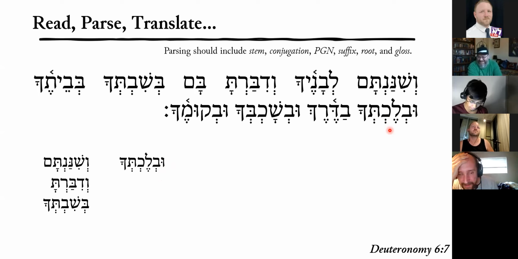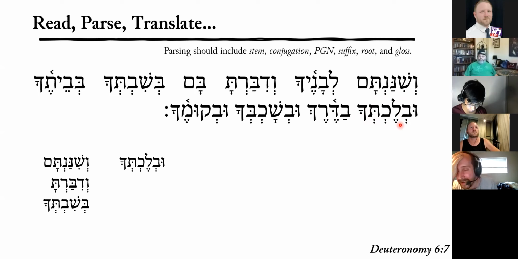So we have a vav on the front. We have a preposition, in, or it can mean when, but I don't know if that's the best way of looking at it here. And it's an infinitive construct because of the suffix and because it takes prepositions. If you can't remember lalechet, then just remember if there's a preposition on it or a suffix. That's what helps me.